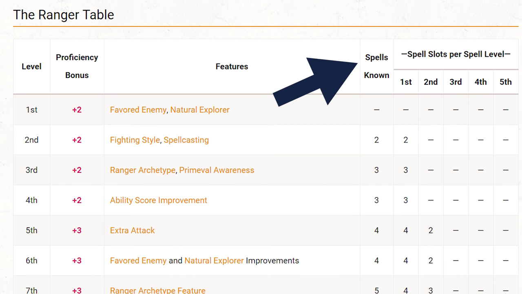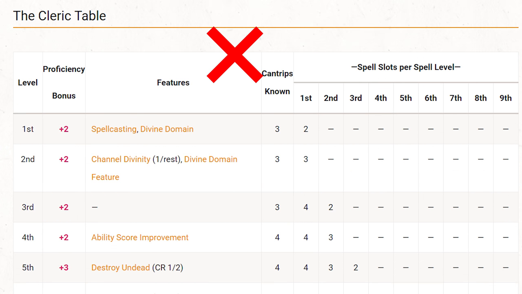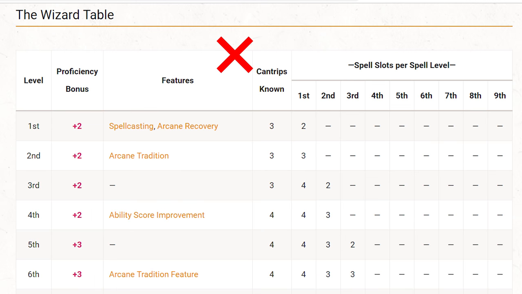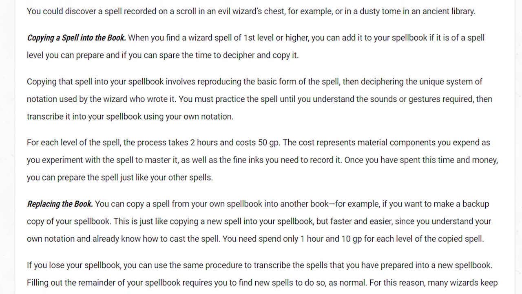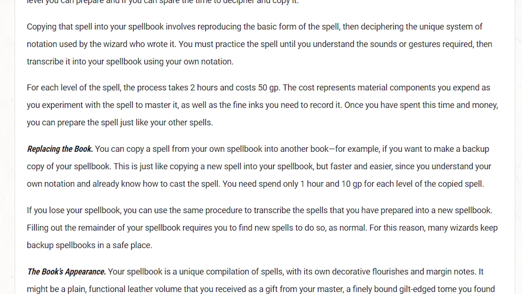An easy tip to figure out whether your class knows every spell or just some of the spells on their class list is to look at their class's table and see if it includes a spells known column, as shown here with the ranger table. If it doesn't, like here with the cleric table, then your class knows or has access to all of their spells. The only exception to this tip is the wizard, which starts off by only knowing a few spells, but because of their spell book feature, whenever they come across a spell scroll or another spell book, they may spend time and resources adding that spell to their own book and to their spells known.